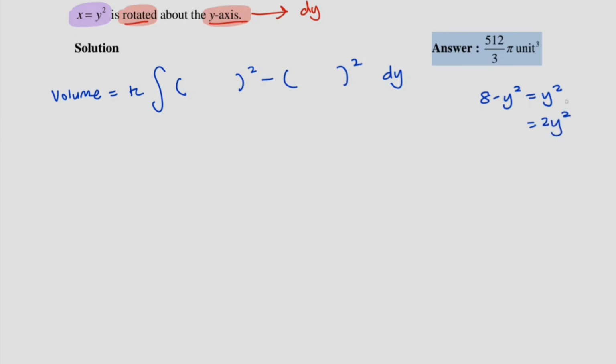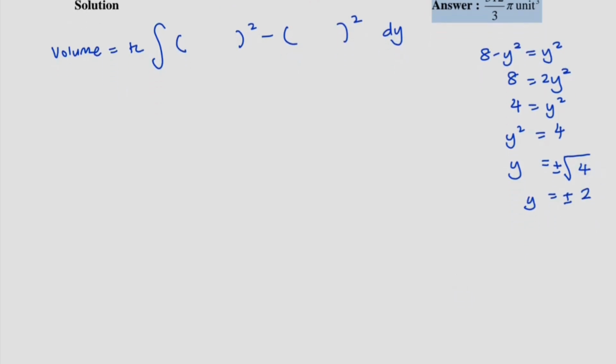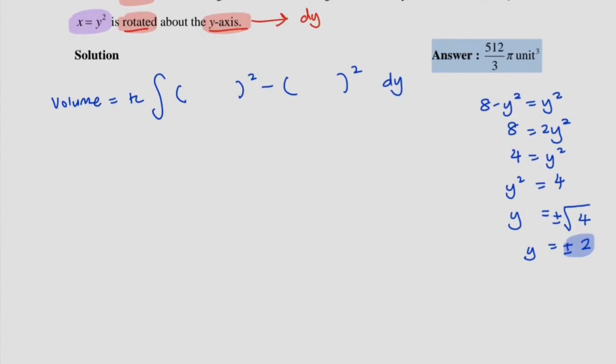Bring y squared to the right side, it is 2y squared. 8 alone on the left side. And bring 2 to the left again, which is 8 divided by 2, which is 4. And it's equal to y squared. So this means y squared equal to 4. And then when you want to find y, don't forget this is square root and positive, negative in front of the square root. So this means value of y is positive negative 2. From here you have already found your upper and lower limit for the integral, which is negative 2 to positive 2.